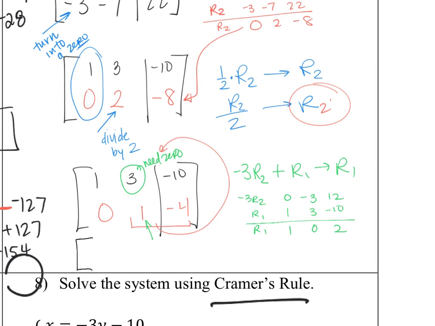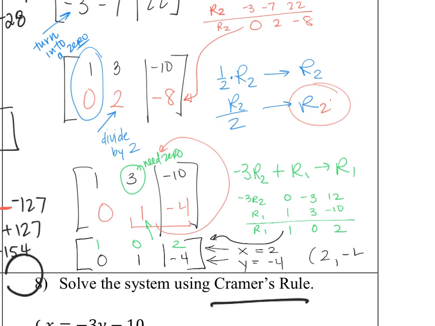So my matrix has row 1 now being 1, 0, 2, and my second row is staying the same, 0, 1, negative 4. Now I have done Gauss-Jordan elimination. This is in reduced row echelon form. So the first row is x plus 0 equals 2, so I get x equals 2. Second row is 0 plus y equals negative 4, so I have my x and y. 2, negative 4 is the solution.